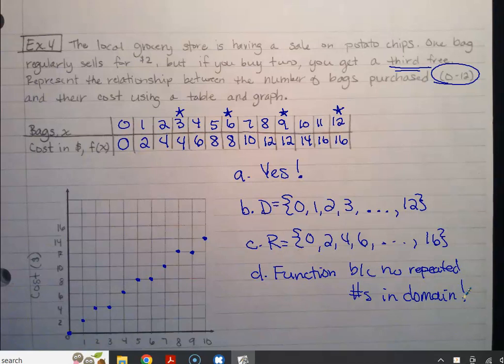Then you all can get started on your homework, and you have 17 minutes. So a good chunk of time again.